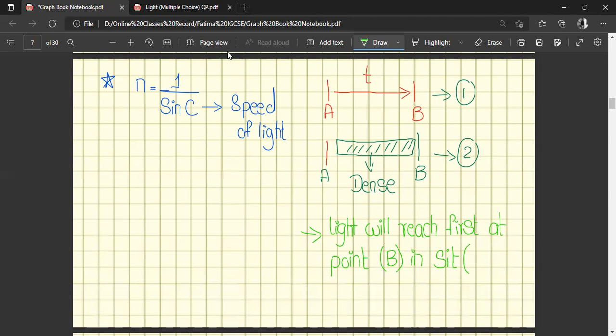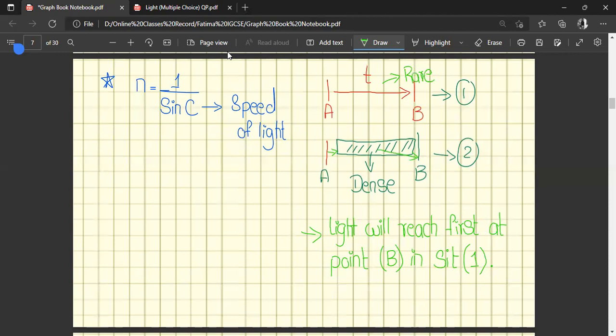The first one, because in the second, light is also moving with the same speed, but there is a difference of direction. In the first situation light is going straight, so that is the shortest distance. But when light passes through a dense medium, due to refraction or bending of light, it will take more time to reach point B. So light will reach point B first in situation 1, because it is passing through a rare medium, and in situation 2 light is passing through a dense medium, so it will take a little more time.